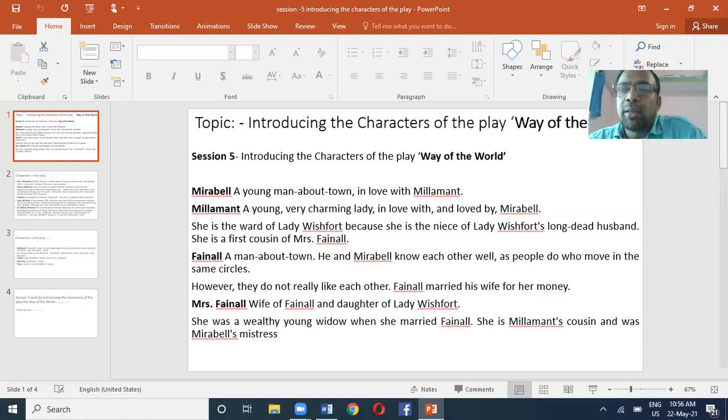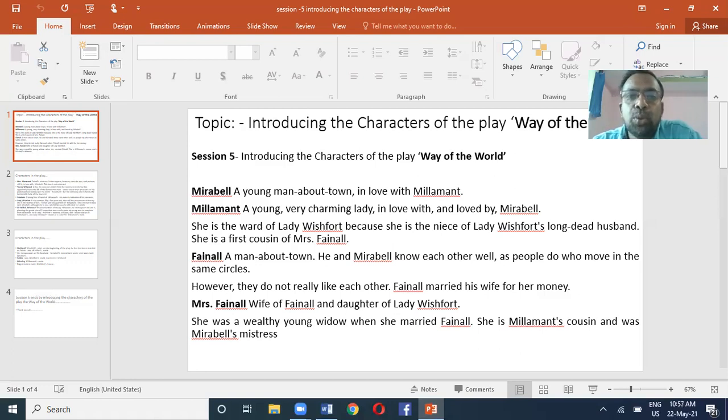Millamant is the young girl whom Mirabel loves in the play. Now you know the two characters. Keep remembering Mirabel and Millamant, the most important characters. The play begins and ends with them. You never forget these two characters. Mirabel and Millamant, a young boy and girl of the town.